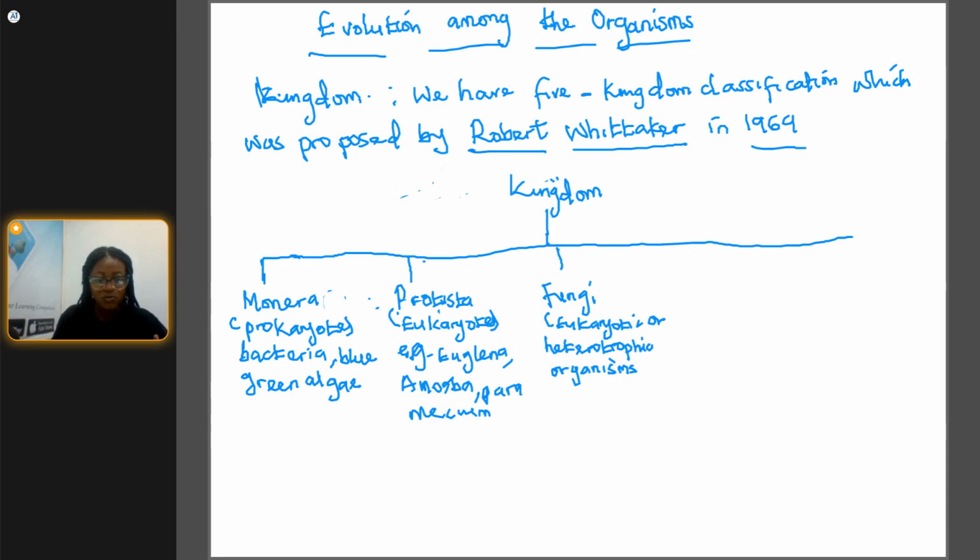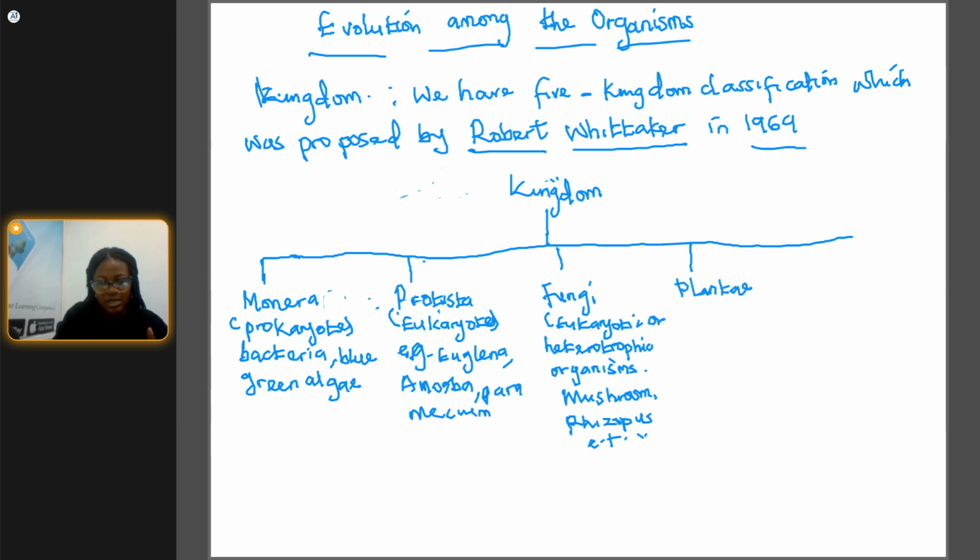And examples of fungi are the mushrooms. We have the mushroom, we have the rhizopus. Okay, these ones, they are fungi. We also have some other examples, but because of our time, we move to the next kingdom, which is kingdom Plantae.